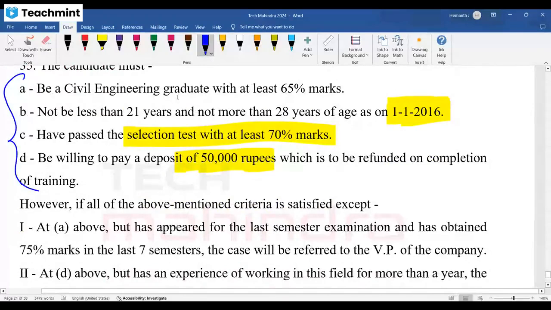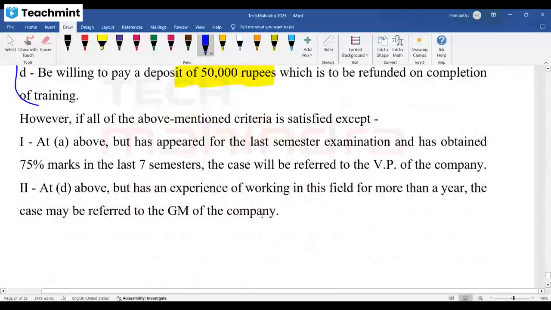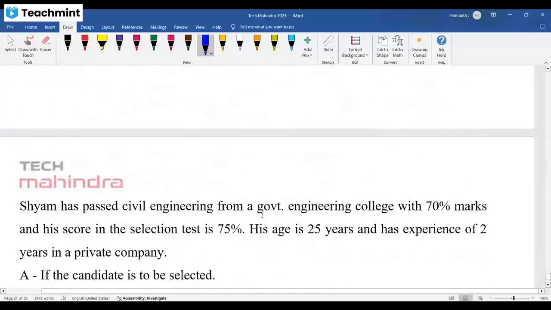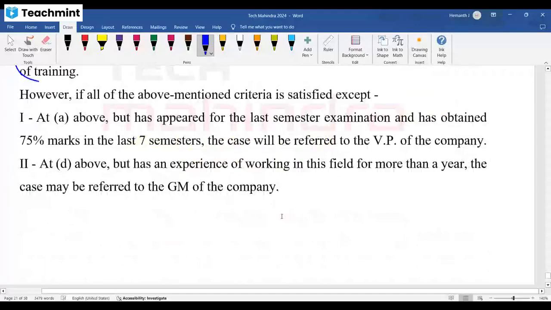The first thing: if a condition is not satisfied, for example he has not completed the engineering and may be in the final semester, he is referred to the VP of the company. And if you are not willing to pay 50,000 and you have experience of more than one year, refer to the GM, like that. Now those are the conditions. Now this is Sham. Sham is civil engineering with 70%. Is condition one satisfied? Condition one, at least 65%.